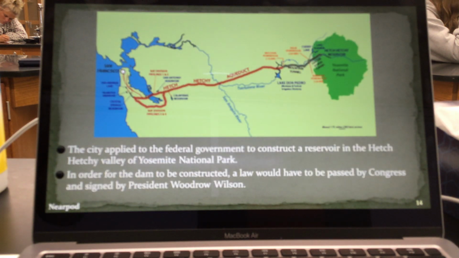All right, so what happened because of that exposure of the inadequacy of the water supply? The city of San Francisco applied to the federal government to construct a reservoir in the Hetch Hetchy Valley in Yosemite National Park, miles and miles away. They wanted to construct this dam to build a reservoir to supply their freshwater systems in the city, not only to fight fires, but also to provide enough fresh water for survival. For that dam to get constructed, it would have had to pass Congress, so they had to present it to Congress and then have it signed off by the president at the time.